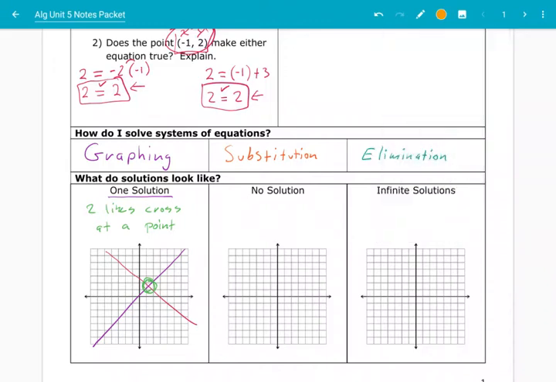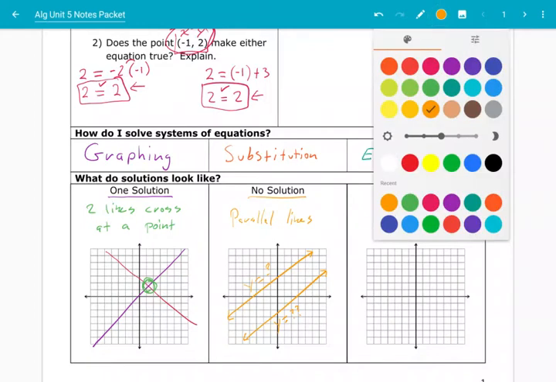Substitution, I'm sorry, not substitution. No solution. We can have no solution. And where do you think that might happen? That means that those lines never cross, which is something we just explored in the last unit, parallel lines. Parallel lines have no solution. They never cross. So the equation of this line here, y equals something, is not going to share a solution with this y equals something else.